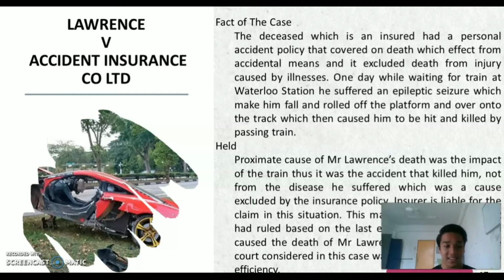In this case, it is like a special case, as it may appear as if the court had ruled based on the last event that happened and caused the death of Mr. Lawrence. But in fact, what the court had considered in this case was the proximate cause in efficiency. So that's why it's quite different from the previous one, which is the case of Marsden.